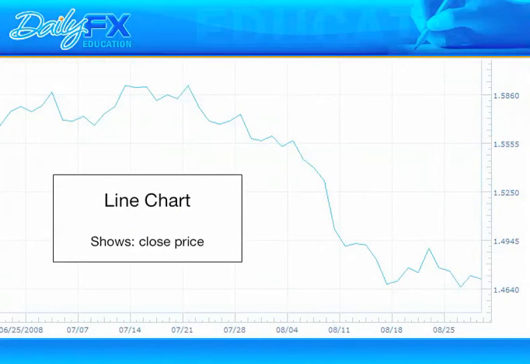This is a daily line chart of the euro-dollar for the months of July and August in 2008. It's called a line chart because it's generated by connecting the day's closing prices with a line. It's meant to offer the trader an easier way to judge the trend of a currency pair than by simply looking at a table of prices.